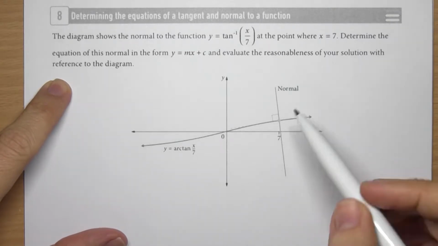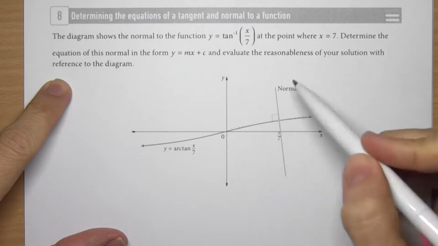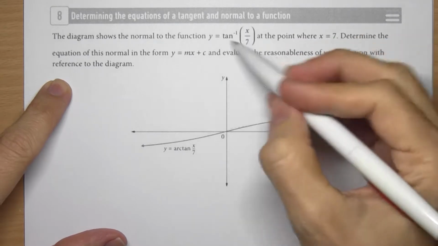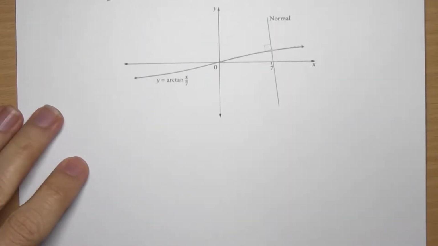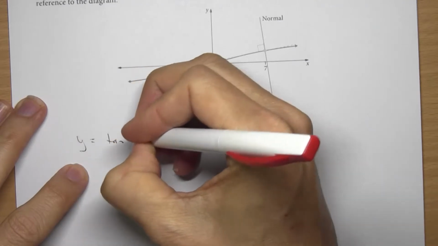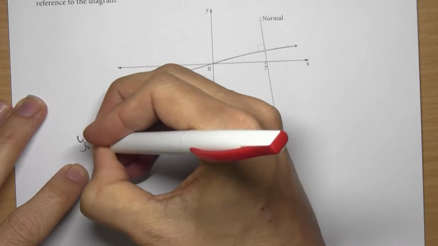Well, if I'm going to work out the normal, I need to first work out the gradient of the tangent to work out the gradient of the normal. And the gradient of the tangent comes by differentiating. So, y equals tan to the minus 1 of x on 7.